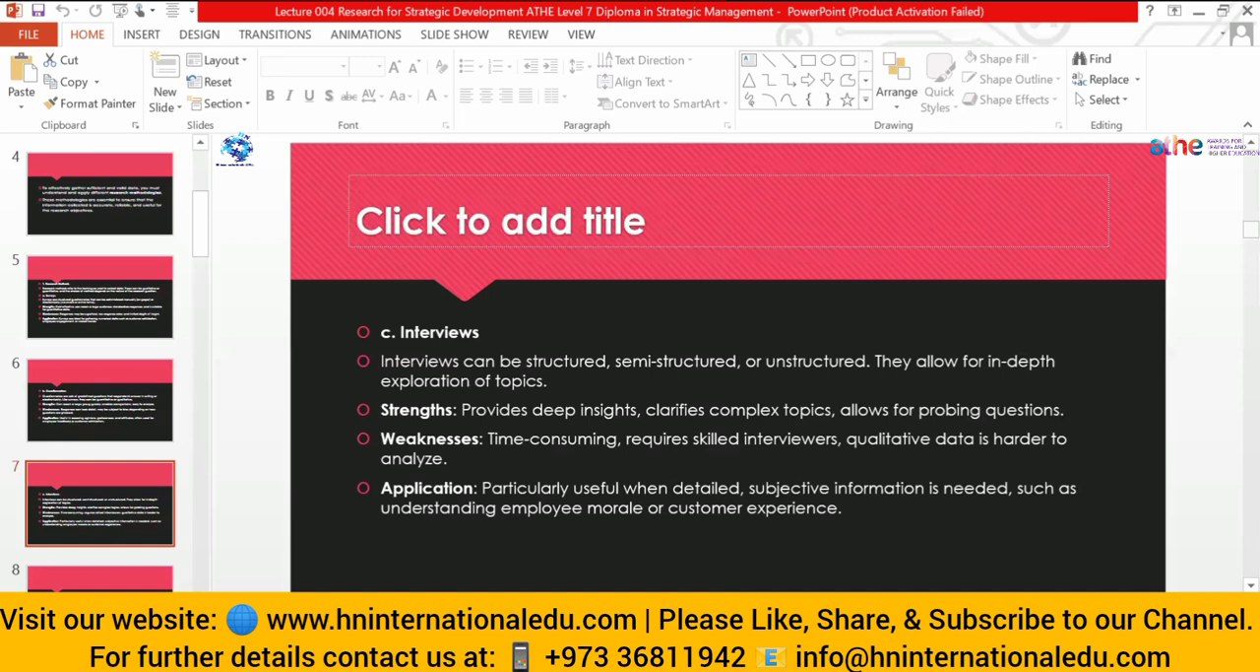The person who is sitting there is quite professional and knows how to tackle you, because sometimes people go on a tourist visa and do work there. They can convert their visas. Application: particularly useful when detailed subjective information is needed, such as understanding employee morale or consumer experience.